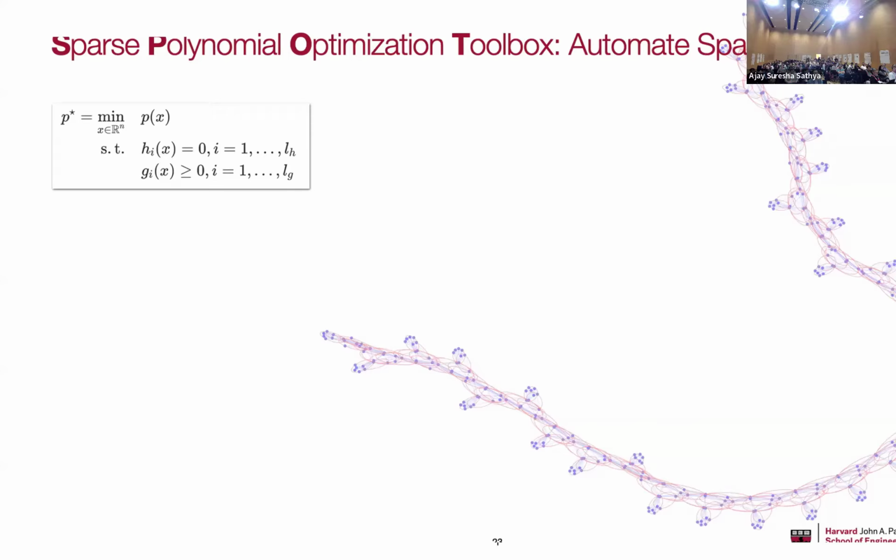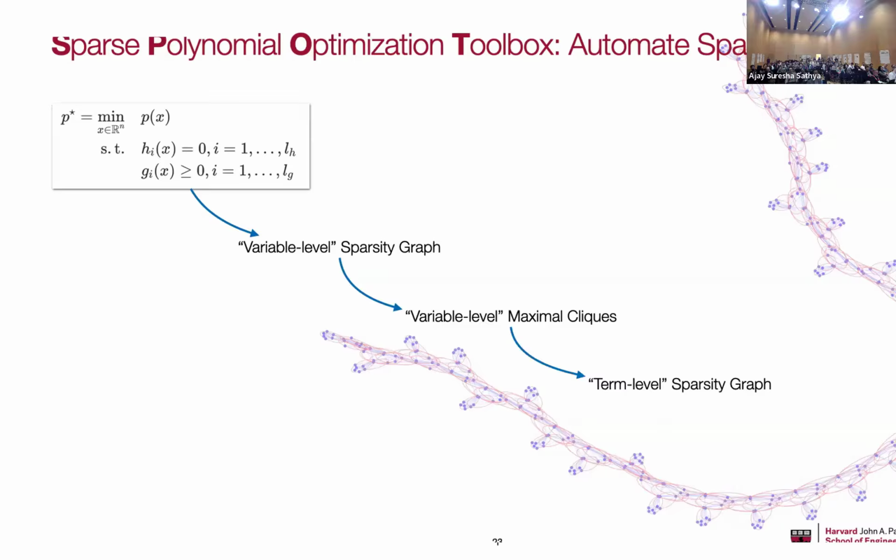So the idea here is that this can be unified in some sort of graph approach. After I get your POP, I can establish this variable level sparsity graph. And then from this graph, I can do chordal extension and generate the maximal cliques. And then I can also do the term level maximal cliques. So I can get the variable level maximal cliques. And then I'm going to formulate the term level sparsity graph. And then I'm going to get the term level maximal cliques.